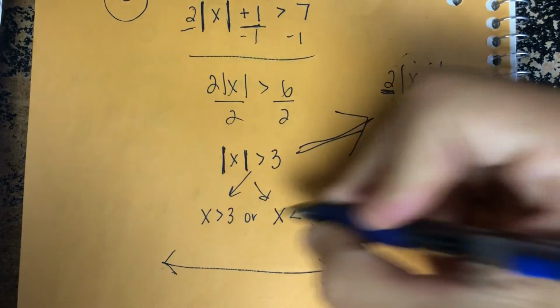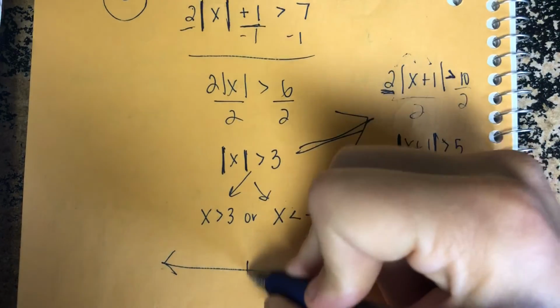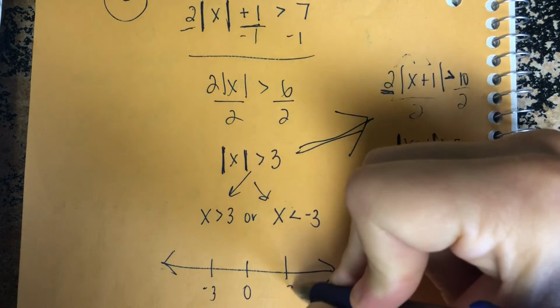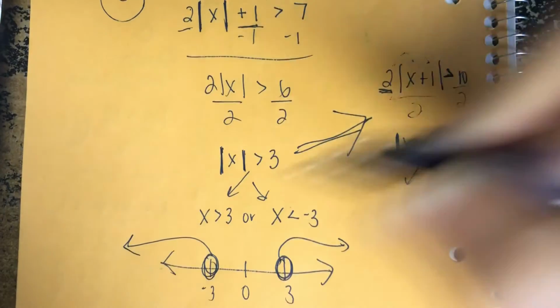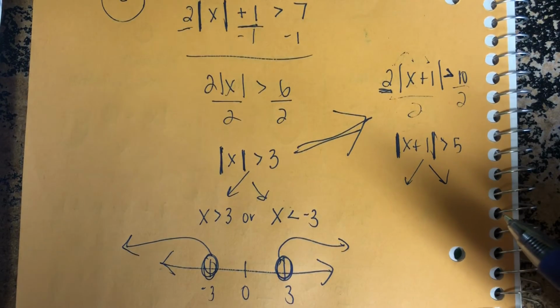Now I draw my number line. Here's where I'm going to have two things on my number line. So I got to have my 0. Here's negative 3. Here's positive 3. I need to be greater than 3 or less than negative 3. And that's where you're going to have a graph like that.